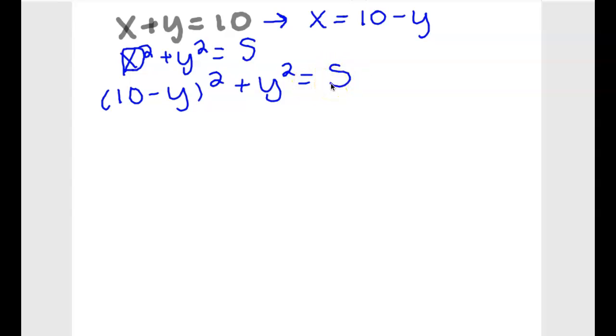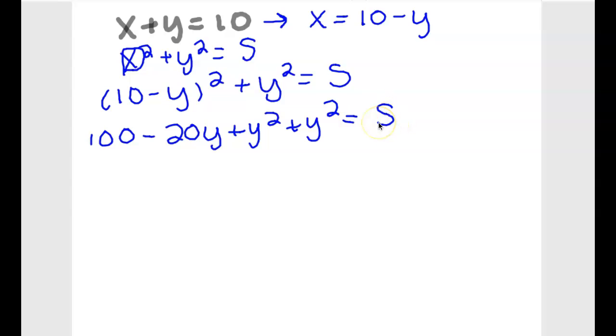So now you substitute x with 10 minus y, and then you have 100 minus 20y plus y squared equals s. I had all this, I just didn't know what to do then. Why is it 20? FOIL, 10 times 10. Yes. So the properties of derivatives say you can combine like terms, so that's 2y squared, right?